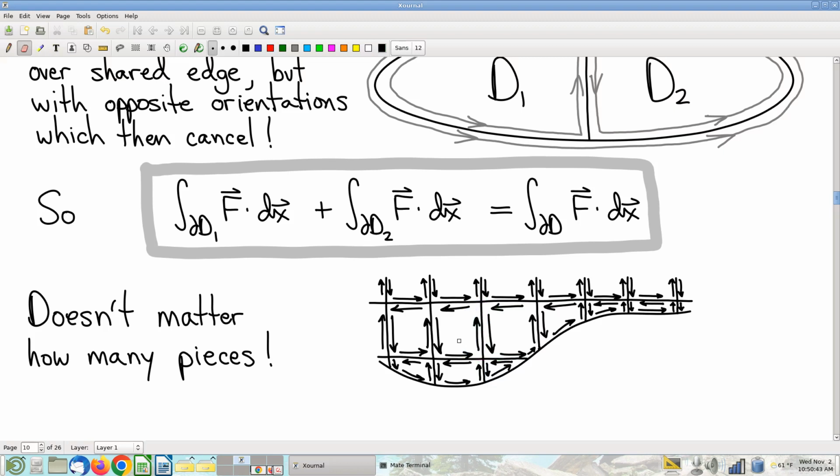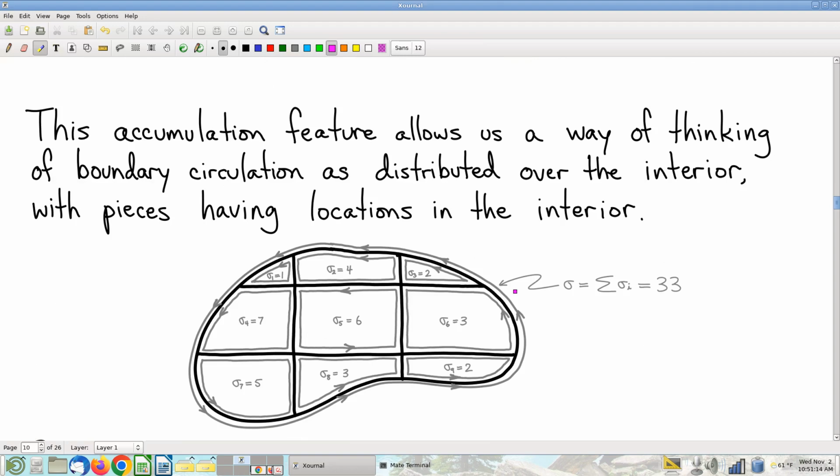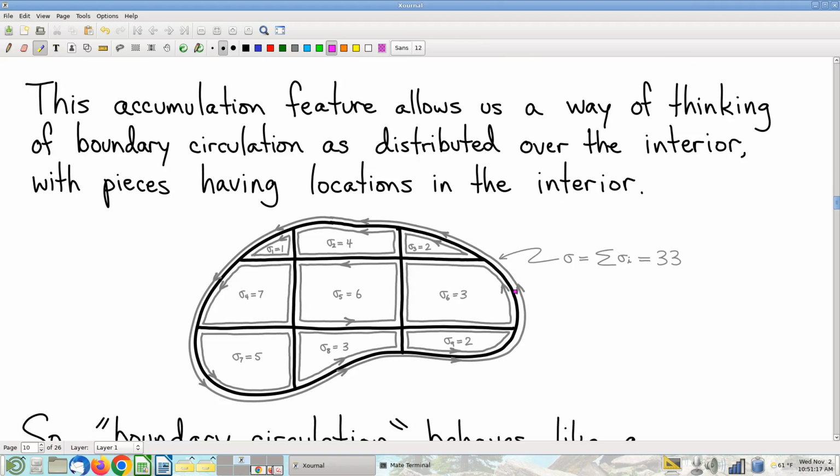So all of these interior edges, when you add up the terms corresponding to these interior pieces, they all go away, because on any given edge, the arrows always point opposite directions. So slice and dice as much as you want. Vector line integral, boundary vector line integral circulation, in other words, accumulates. Okay. All right, now there's a weird consequence of this, and this is a little creepy, but I think this is an important point of view.